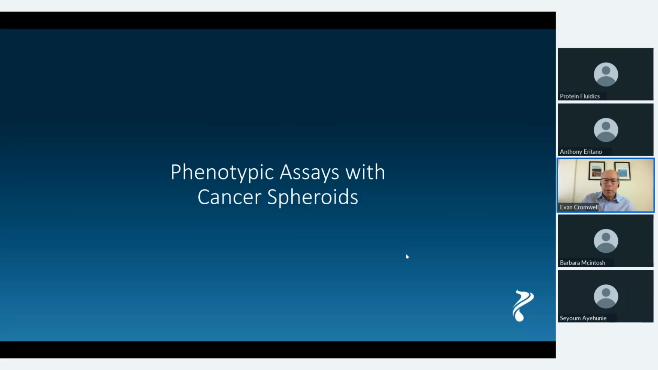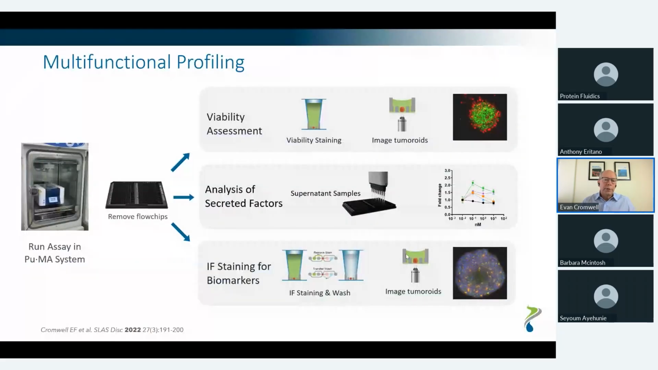So let me give you a quick example of that. This is work we published in SLAS Discovery back in 2022, showing what we call multifunctional profiling. So again, with your sample in the flow chip, you can do a viability assessment. You can look at a suite of factors. At the end of that, you can fix it in the flow chip and do immunofluorescence staining for biomarkers. And I'll just show you briefly today the viability assessment part.